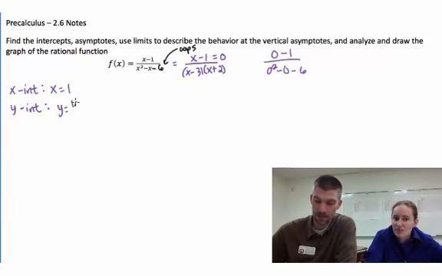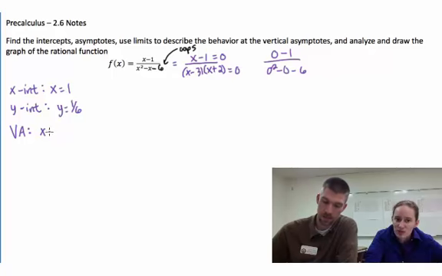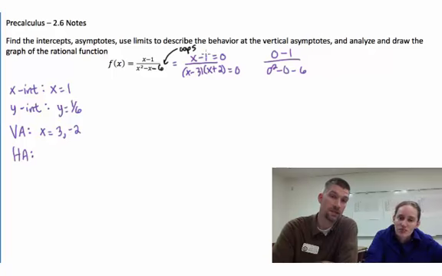And now the asymptotes. How about some vertical asymptotes? Vertical asymptotes are going to occur where you get a 0 in the old denominator. So where does x minus 3 equal 0, and where does x plus 2 equal 0? At positive 3 and -2. Horizontal asymptote: guess where the horizontal asymptote is?